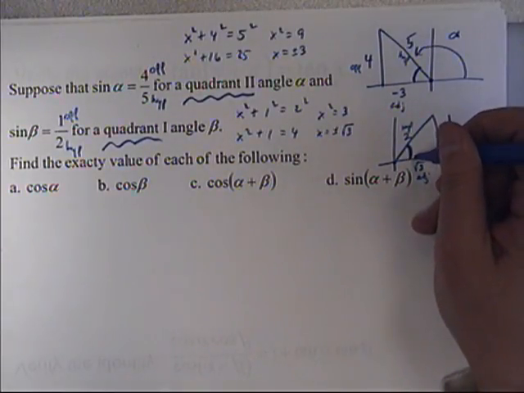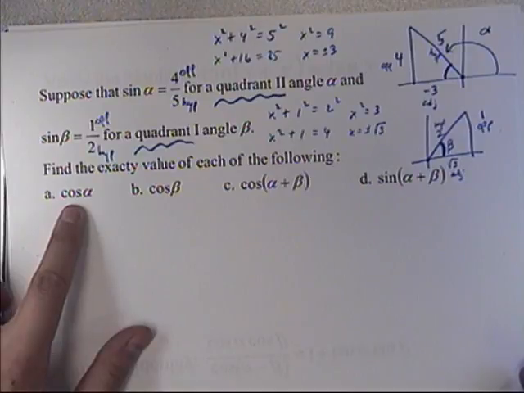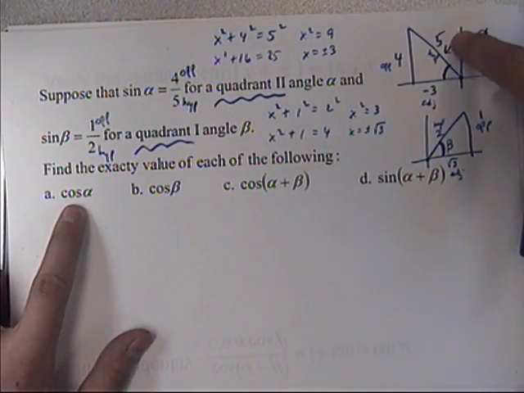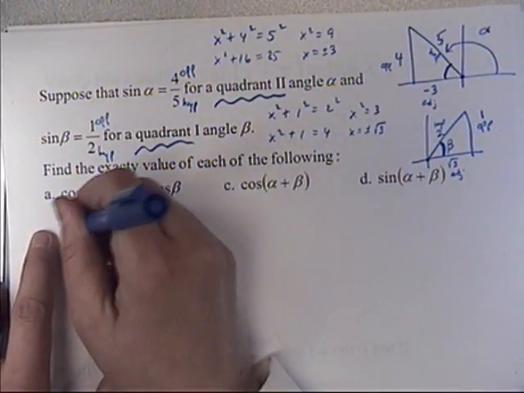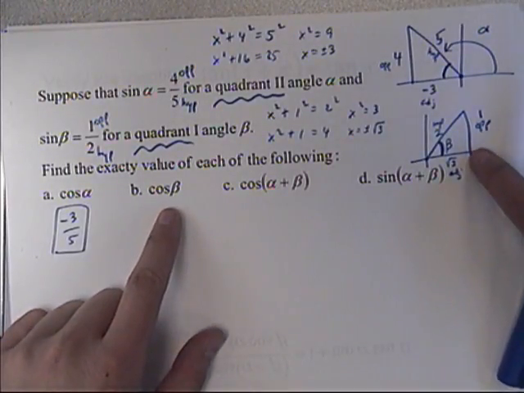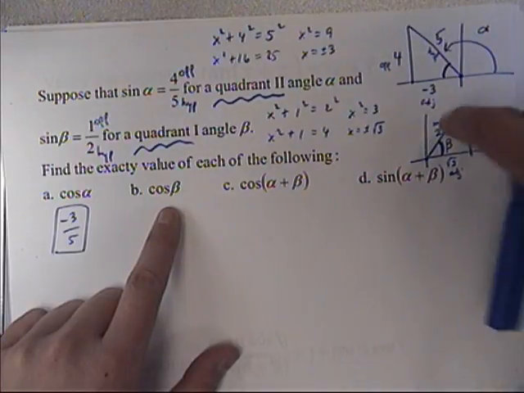That is angle beta. So, if you want to find the cosine of alpha, you look at this triangle. Cosine is adjacent over hypotenuse, so that would be negative 3 over 5. However, if you want to find the cosine of beta, you look at this triangle. Again, cosine would be adjacent over hypotenuse, so that would be square root of 3 over 2.